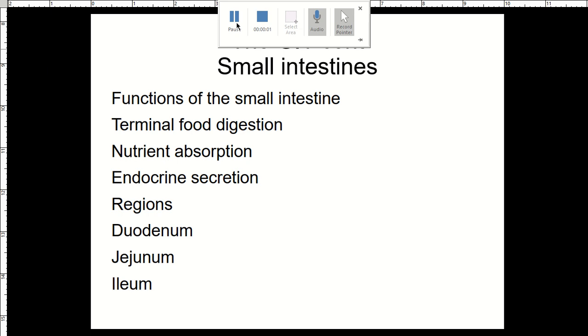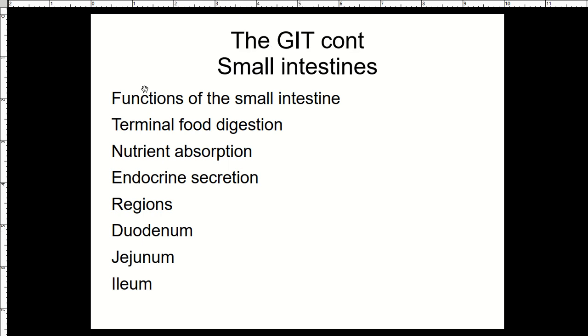Welcome to our GIT histology lecture. Today we are going to focus on the small intestine histology as well as the large intestine histology.